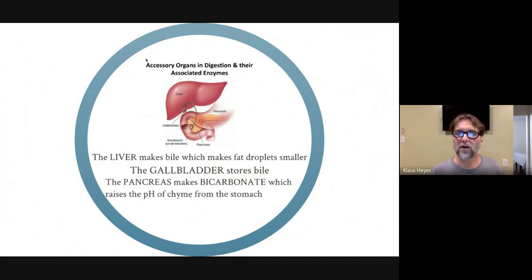So the liver is constantly making it, but we're not constantly needing it. So when we don't need it, we store it in the gallbladder, and then you can see this little tube right there that's going down into the intestine.